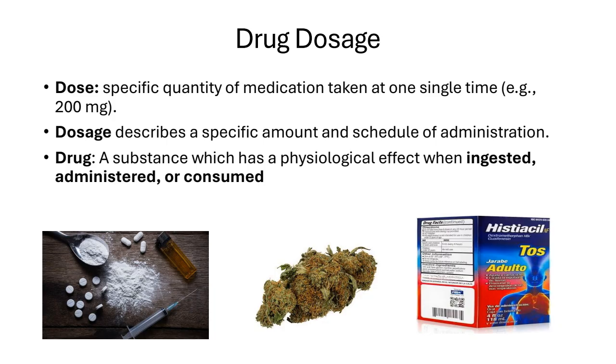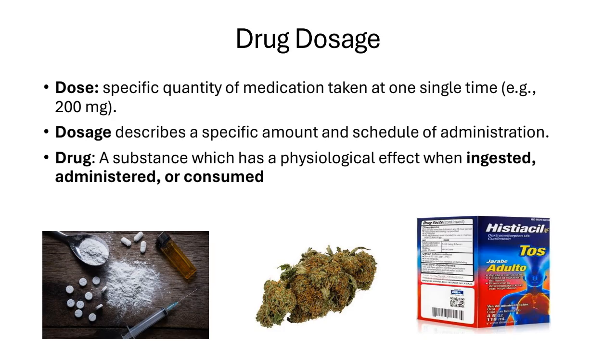So let's start with what is drug dosage. Okay, so first, breaking it down, the dose is a specific quantity of medication taken at one single time. Okay, for example, you're going to take a dose of ibuprofen at 200 milligrams. That's the dose. Okay, the dosage describes a specific amount and schedule of the administration. So this means, okay, how many doses are you going to have throughout a day, throughout a period of a week or a month, whatever treatment is going to last.